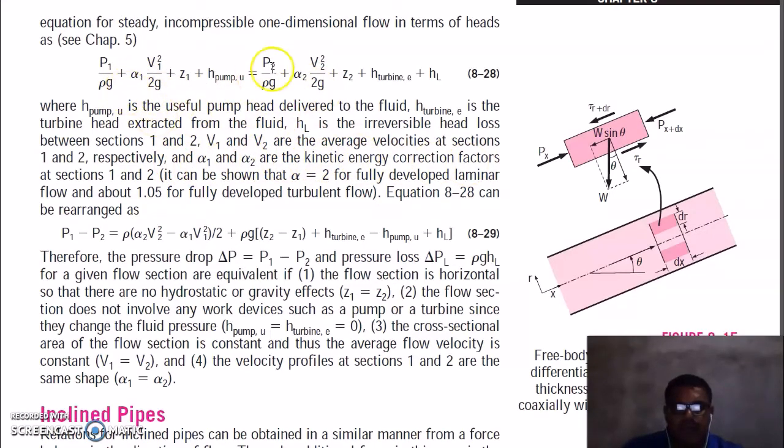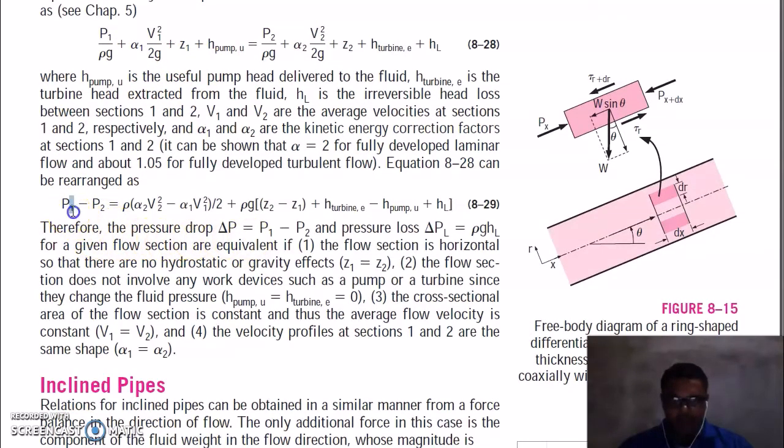Now in this case you can rearrange and calculate P1 minus P2, which is the pressure drop del P, and the pressure loss rho g HL for a given flow section. This becomes HL in the case of a horizontal pipe only, when these terms are zero. It means this term is zero, and if Z2 is equal to Z1, the flow section is horizontal, so that there are no hydrostatic effects.